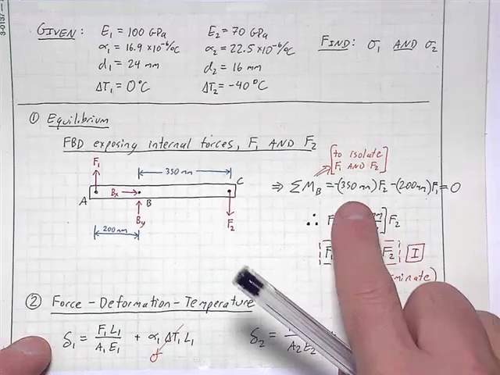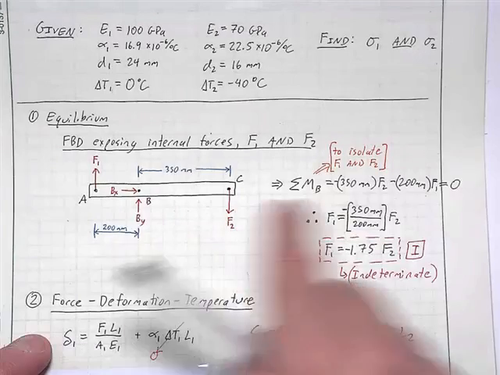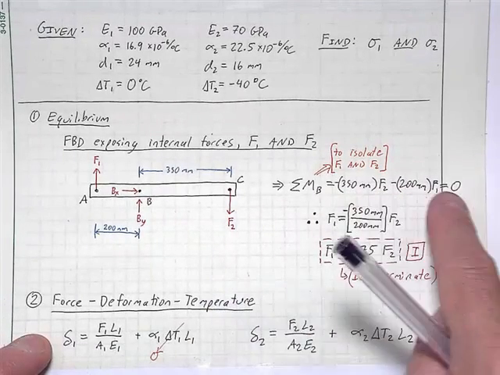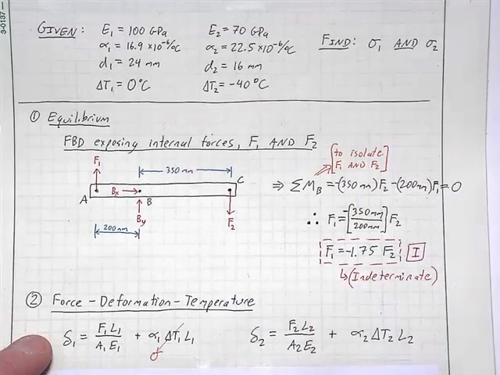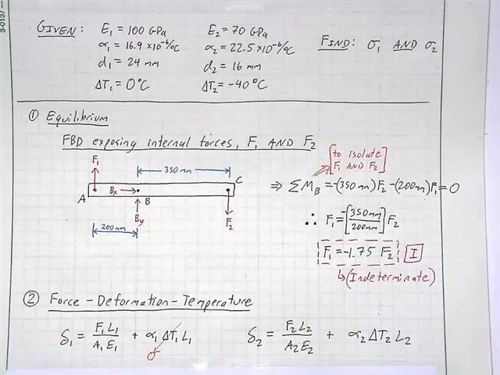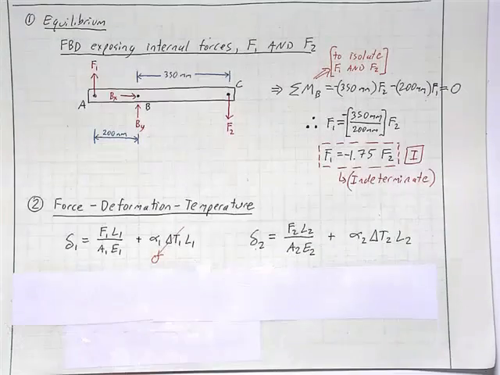And in this case, we have to write out their moment arms, or multiply the moment arms by the forces. And the end result is that F1 is equal to minus 1.75 times F2. So in this case, 1 will be in tension, 1 will be in compression. Our second tool is force deformation temperature.